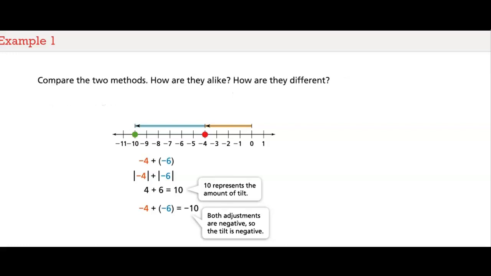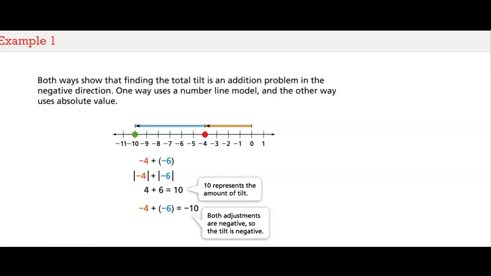Compare the two methods we used. How are they alike? How are they different? Both ways show that finding the total tilt is an addition problem in the negative direction. One way uses a number line model, and the other way uses absolute value.